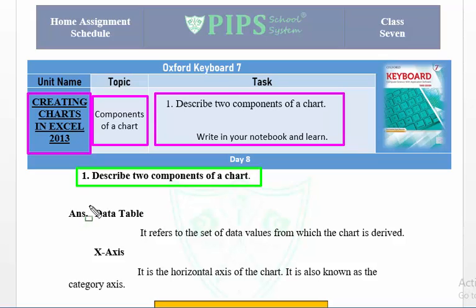So the first one is data table, and here is its definition. It refers to the set of data values from which the chart is derived.